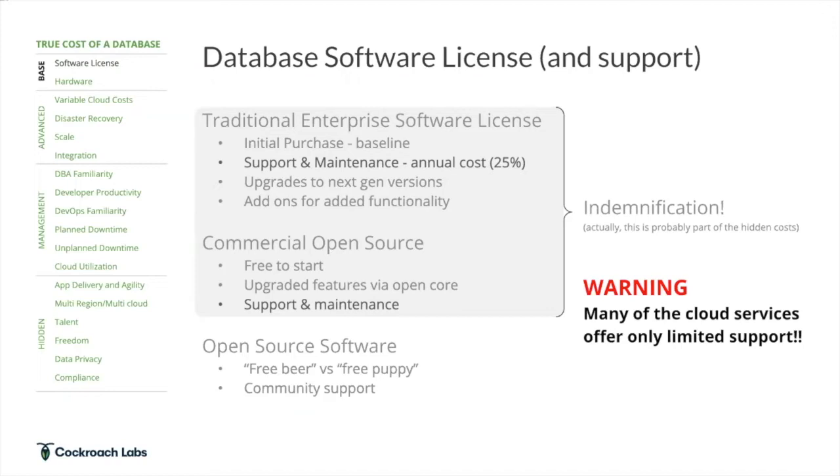Be wary of some of the cloud services out there that only offer limited support, a knowledge base, limited channels, or community only. Typically, the traditional enterprise and these commercial open source companies will offer full-on SLAs with P1, P2, P3, or priority one SLAs, so service level objectives in terms of how quickly they're going to actually respond to you.